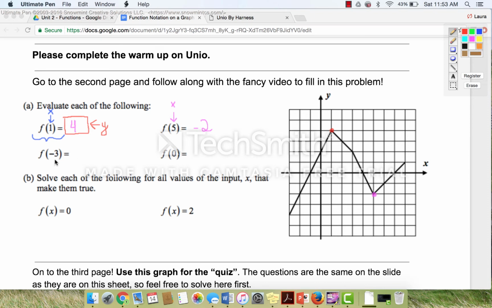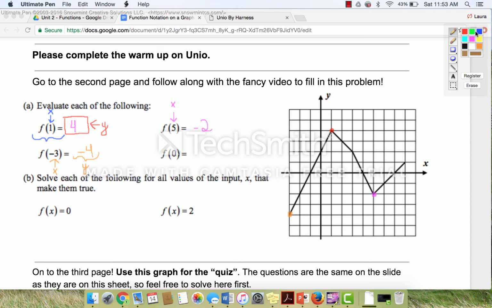All right, next one. F of -3. As always, -3 is my x value. So I'm going to go to -3. So 1, 2, 3. Find it on my graph, right over here at the end. So f of -3 is 1, 2, 3, 4 in the negative direction. So -4. So when my x value is -3, my y value is -4.